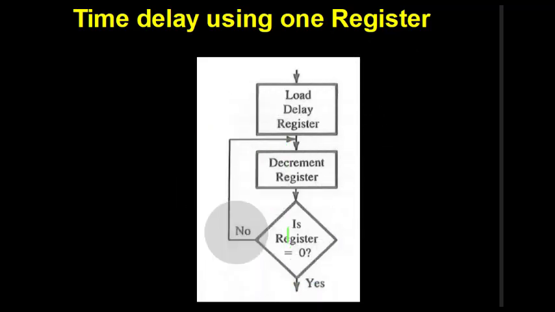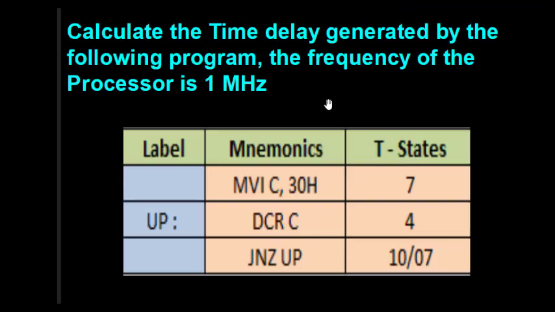So let us see one program and calculate the time. This is the required program. Let us first read the problem. Calculate the time delay generated by the following program. The frequency of the processor is 1 megahertz. So this is the delay program.